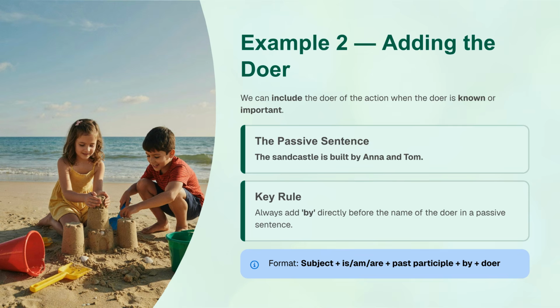The structure follows a clear pattern. We start with the subject, add is, am, or are, put the past participle verb, and then add by followed by the doer. For example, the sandcastle is built by Anna and Tom.